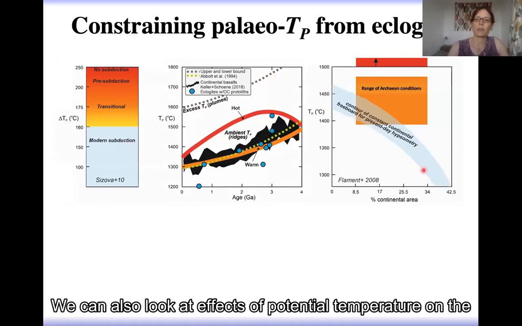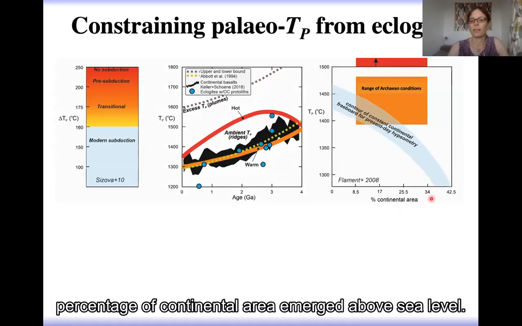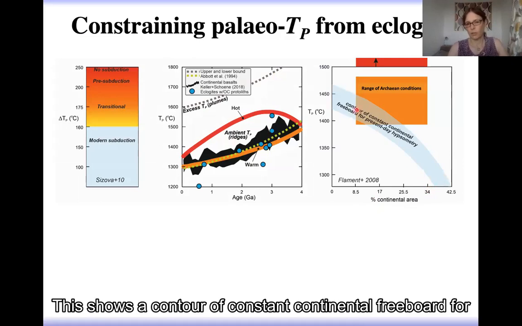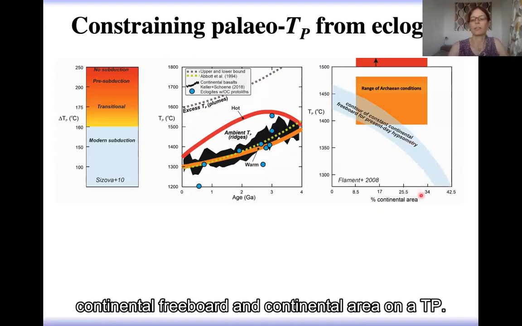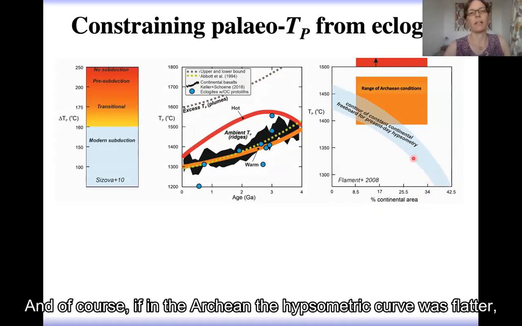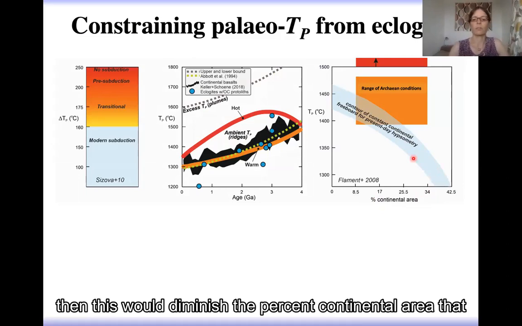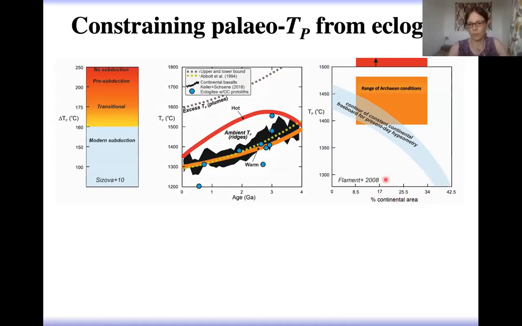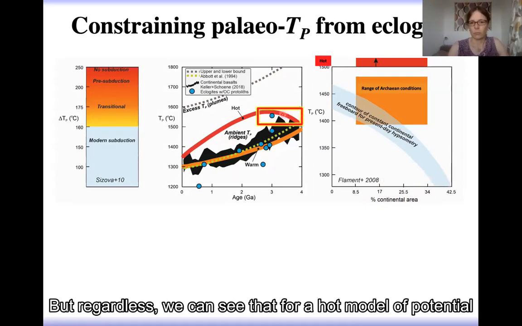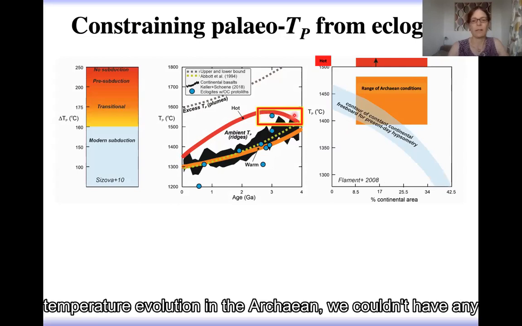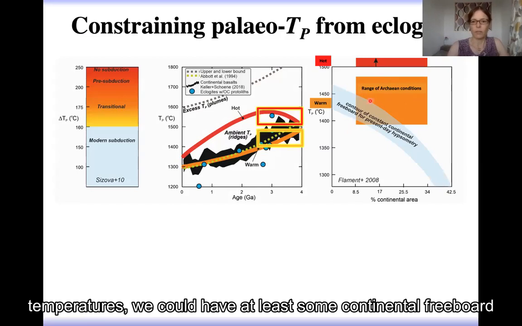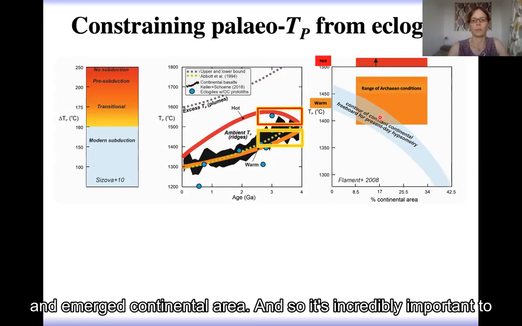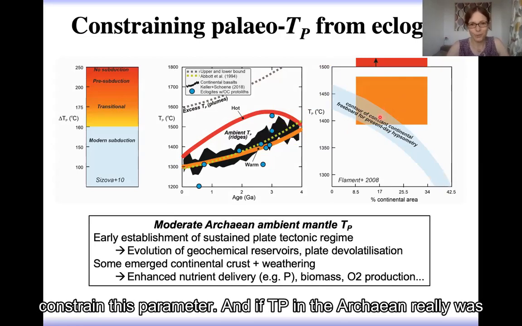We can also look at effects of potential temperature on the percentage of continental area emerged above sea level. This shows a contour of constant continental freeboard for present-day hypsometry. And this plot illustrates the dependence of continental freeboard and continental area on TP. And of course, if in the Archean the hypsometric curve was flatter, then this would diminish the percent continental area that could be emerged. But regardless, we can see that for a hot model of potential temperature evolution in the Archean, we couldn't have any emerged continental crust. Whereas for moderate temperatures, we could have at least some continental freeboard and emerged continental area. And so it's incredibly important to constrain this parameter.